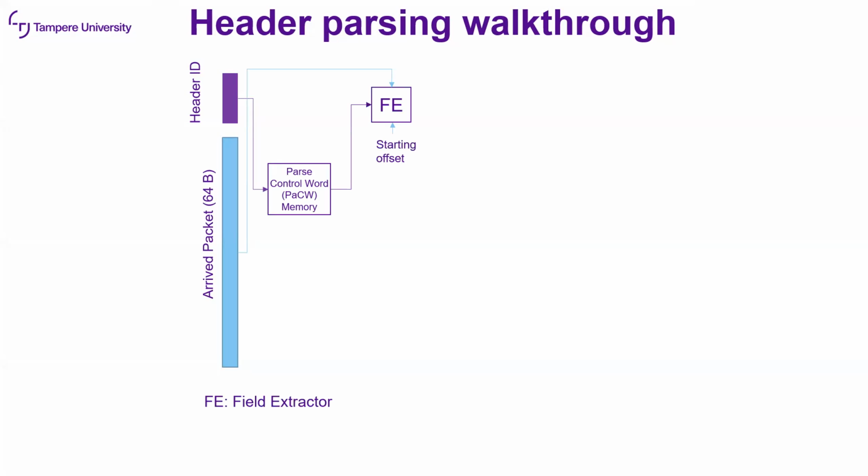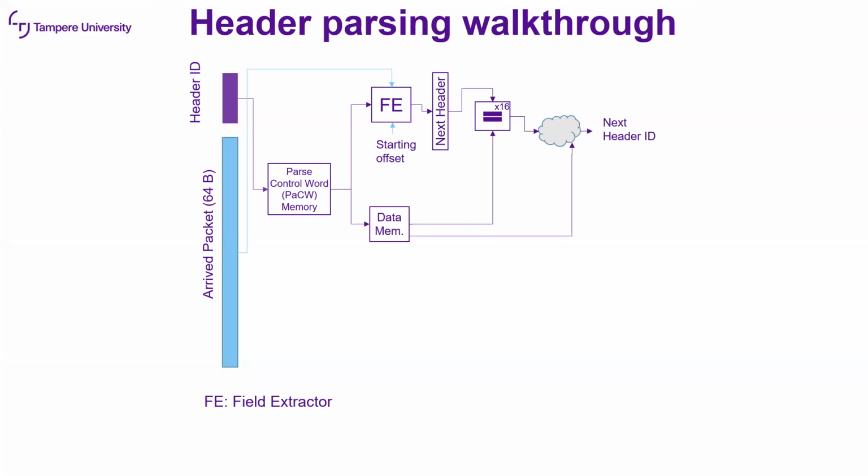And also remember that starting offset was another input to the header parser. And we get the header field containing the next header indicator. And we compare it in parallel with all the relevant and valid values of next header. And so we get the ID of the next header.